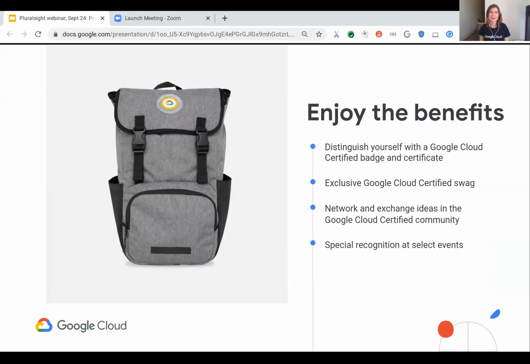When it comes to some additional benefits you may enjoy by achieving a certification, you can distinguish yourself with a Google Cloud certified badge and a certificate. You also receive exclusive Google Cloud certified swag for our professional level exams. You can network and exchange ideas in the Google Cloud certified community. And then finally, you receive some special recognition at select events.